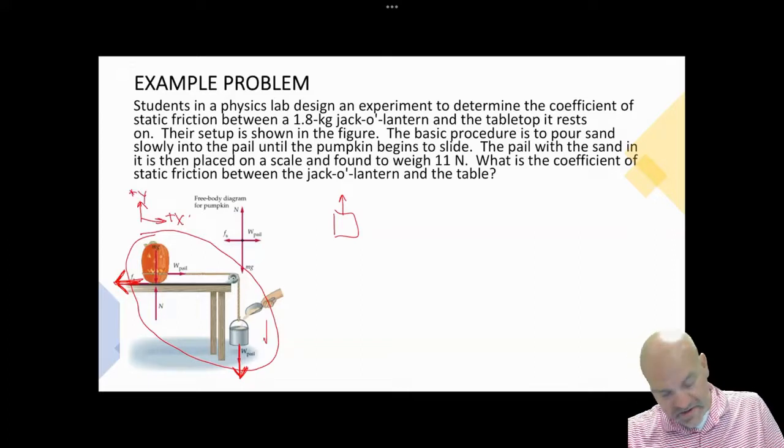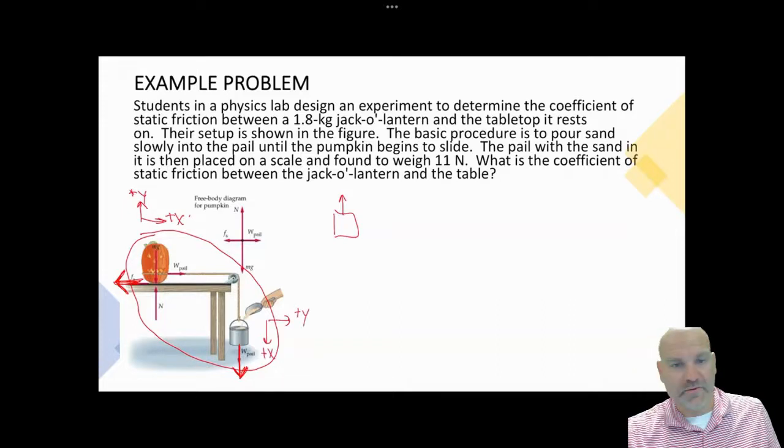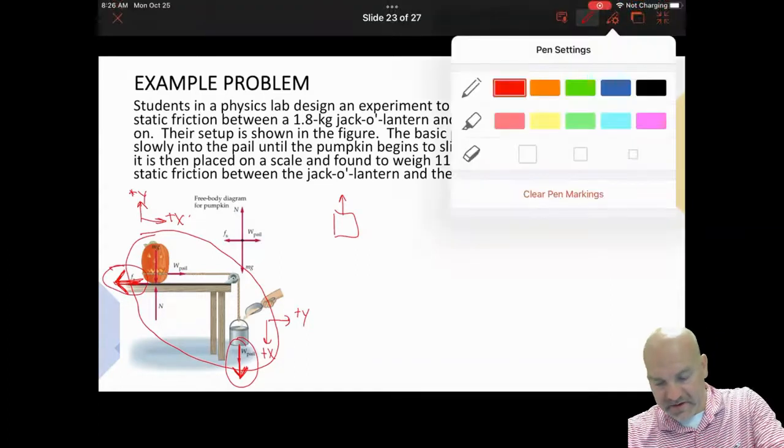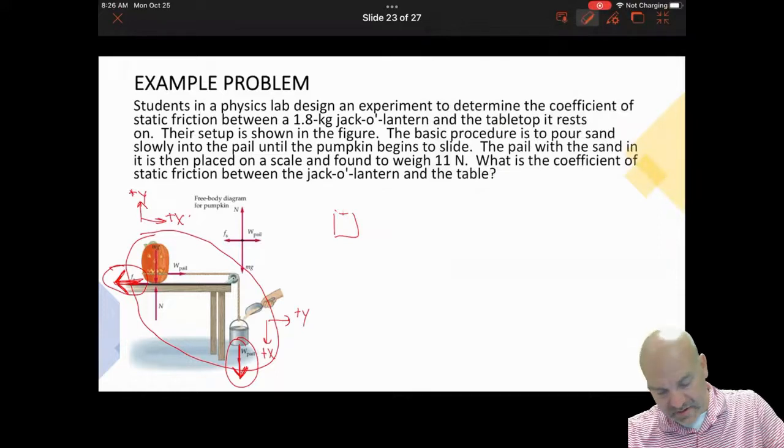Okay, so I got plus my positive x, but what happens is the coordinate system has to follow through the pulley. And so my positive x actually points down. So the weight of the pail is actually in the x direction as well as the friction. So let me go back and fix my free body diagram to show that these are going to be in the x direction.